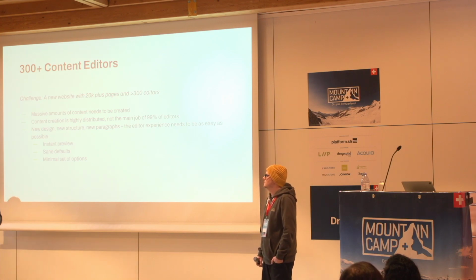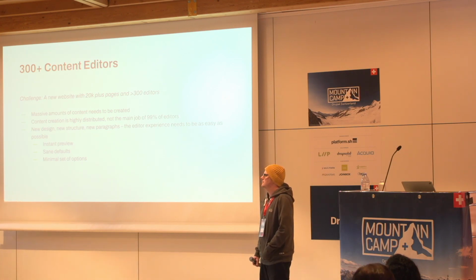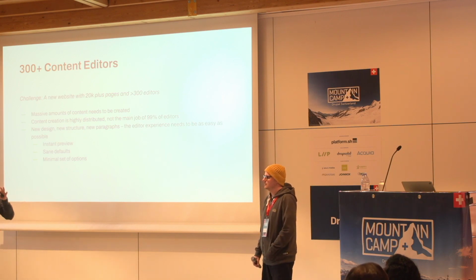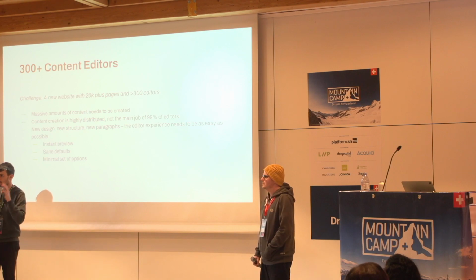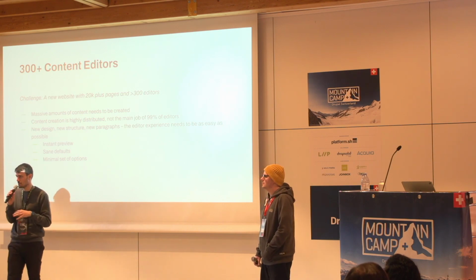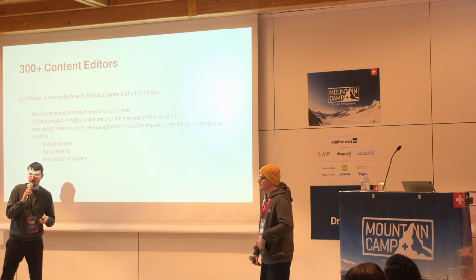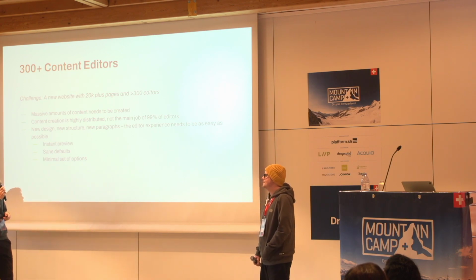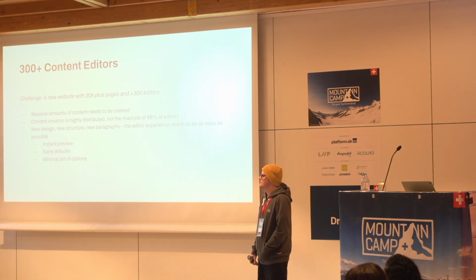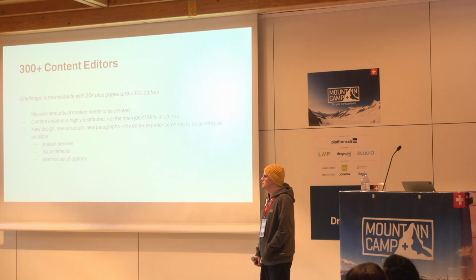They had massive amounts of content that they needed to create. Around 20 to 30,000 pages were on the old website, and most of them will be recreated on the new website. We will import some pages, but most of the content will be created from scratch on the new website because they changed the whole structure of the website, so there was no point in doing any migration from the old system. We had a new design. We had completely different kinds of paragraphs that they are able to use. The old system was Magnolia, the new one will be Drupal, so there was not really a point in thinking about migrating anything from the old system.